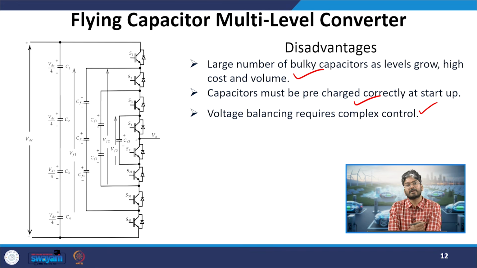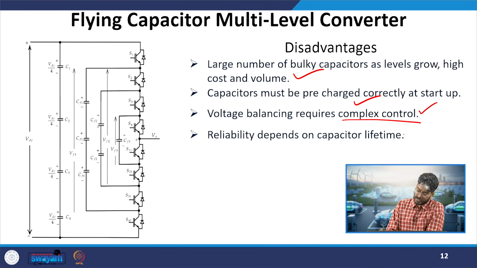Based on the voltage and current directions, we have to decide which combination of switching pulse has to be given for that particular voltage, such that the capacitor voltage can be regulated. So this has to be done online, so the control complexity is higher in this case. Reliability is subjected to the capacitor life because the capacitors will be prone to failure.